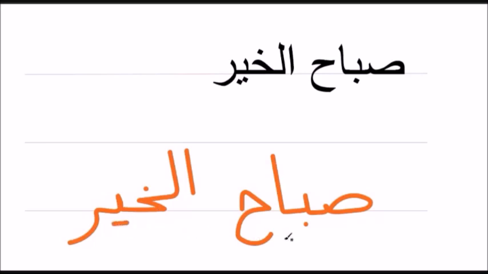So here we see which letters stay on the line. Sad, ba, alif, kha. These sit on the line, whilst the ra and the final ha go below the line. Sabah al-khair, the response to which is sabah al-nur.